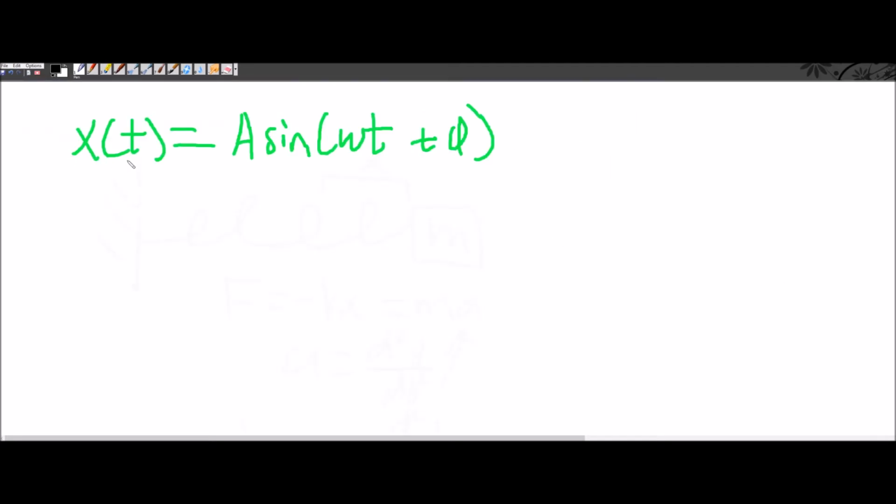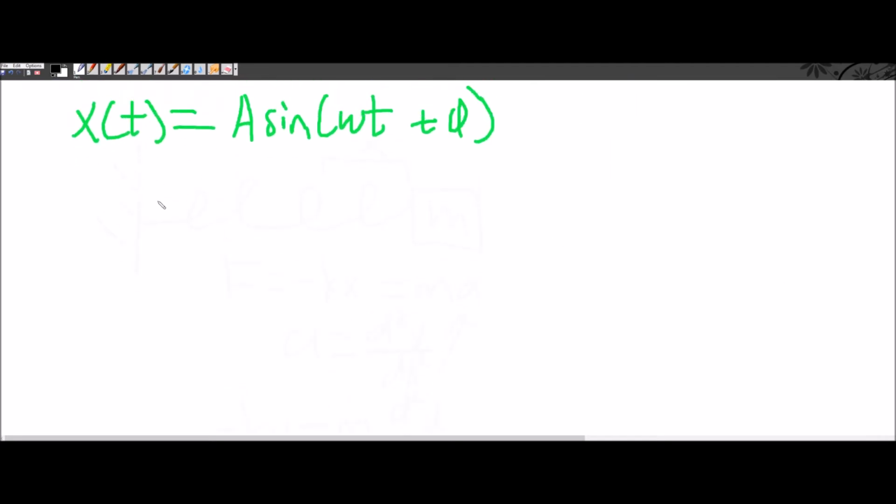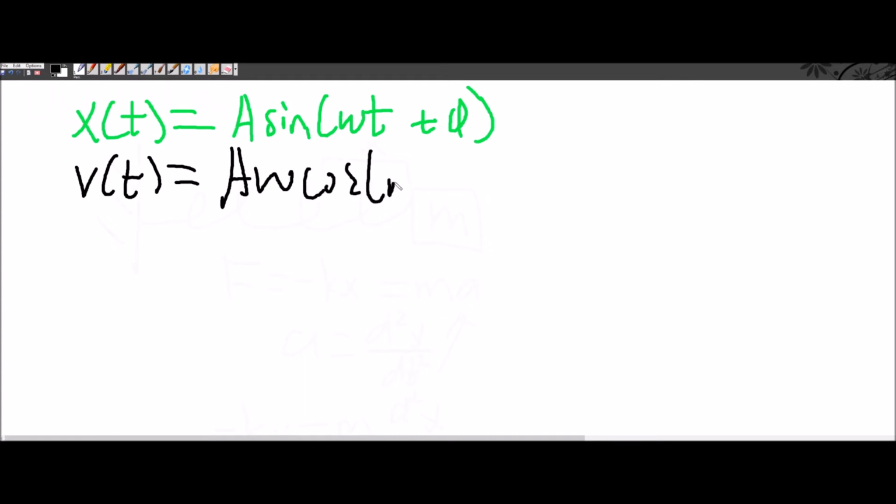So now we have an equation for displacement. We can just differentiate this to find velocity. So we get velocity as a function of time is equal to A omega cosine of omega t plus phi. This is just basic chain rule. So we see this, right?